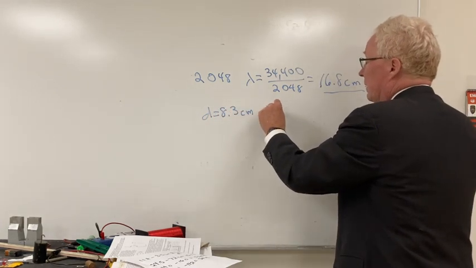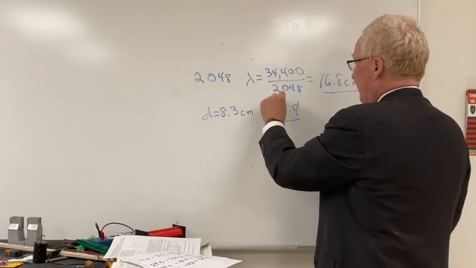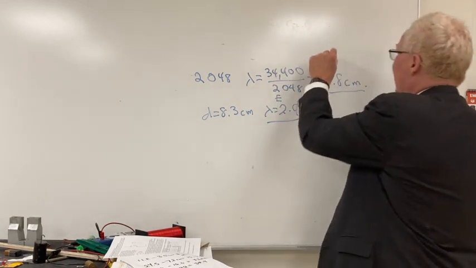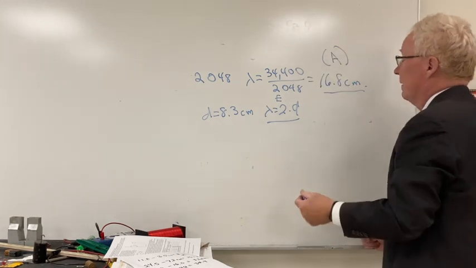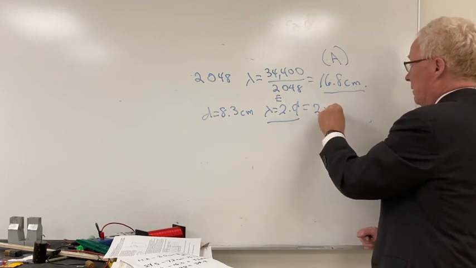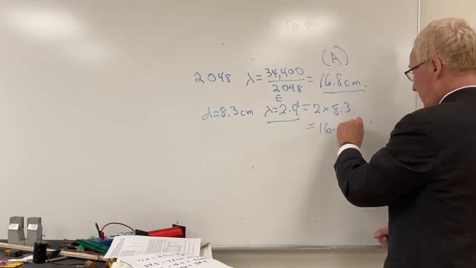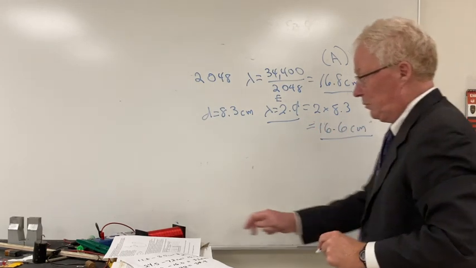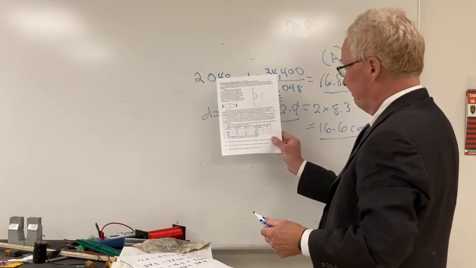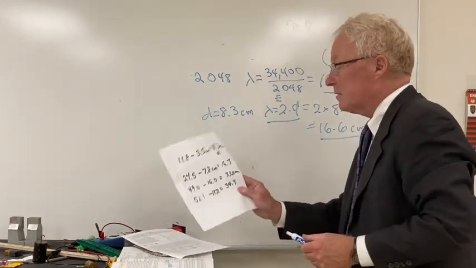So lambda is 2 times D, and this is our experimental lambda. This is our accepted value, we're calling now calculated or accepted, is 2 times 8.3, which gets us 16.6 centimeters. So that is what goes into the calculated value for the wavelength. So that's 16.6. We'll do that for all 3 of these. All right.